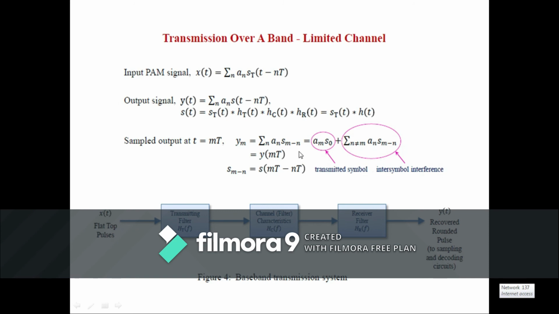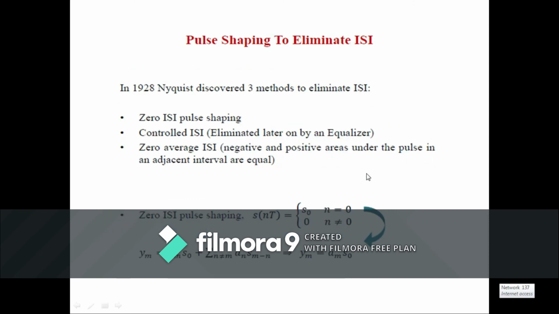Then what we do for this case: s of m minus n, which is equal to s_m of t minus n T. For this time duration we have identified the inter symbol interference. Then pulse shaping to eliminate the inter symbol interference. How to do the pulse shaping to eliminate the inter symbol interference?